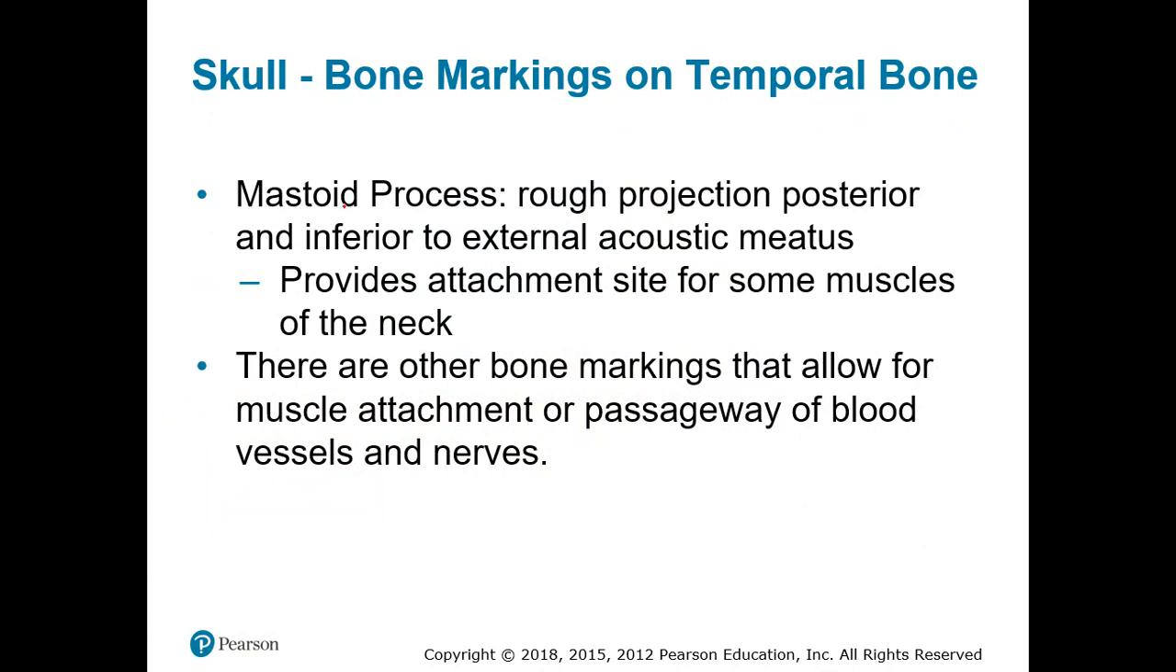The last one that we'll talk about is the mastoid process. This is a rough projection that is both posterior, so behind, and inferior, below. So both behind and below the external acoustic meatus. It's really close to that styloid process, and this provides an attachment point for muscles of the neck. There are a lot of other bone markings that allow for muscle attachment and passageway of blood vessels and nerves, but these are the big ones that I want you to know.